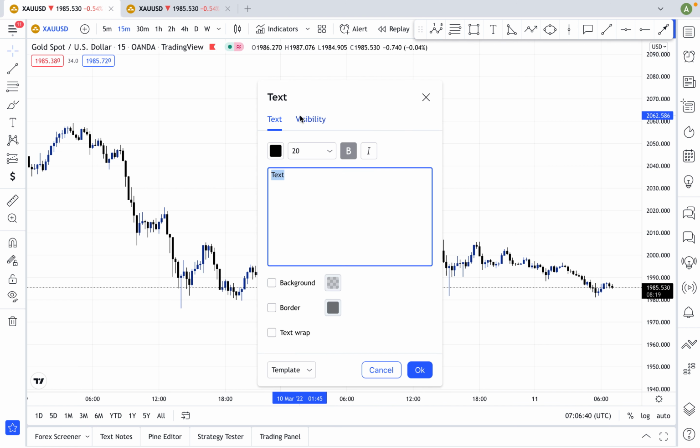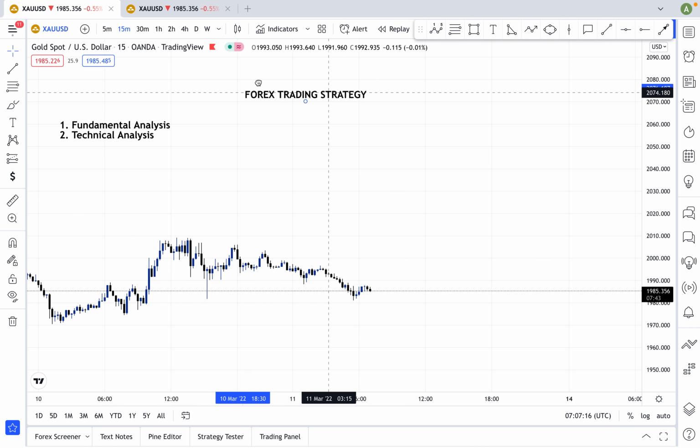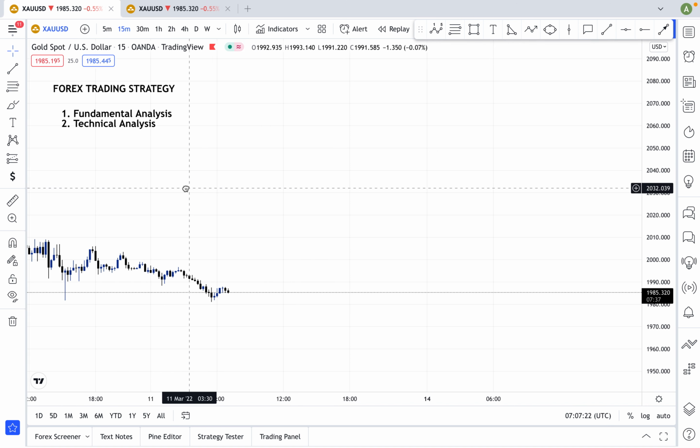So, we have two types of trading strategy. We have one, the fundamental. We just say the fundamental analysis. And then number two, we have the technical analysis. So these are the main two forex trading strategies that we have. Okay, let me just move it here so that it can be easier for us to see what I'm saying.